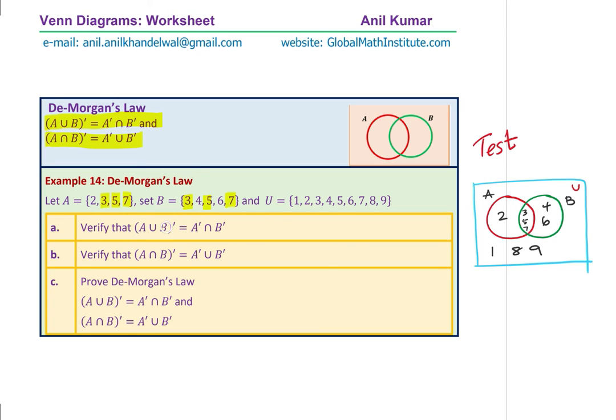So what is A union B complement? What is not included in the union means everything outside, so it should be 1, 8 and 9. So this is basically equal to 1, 8 and 9. Do you get the same result when you do not A and not B intersection, meaning outside both A and B? Yes, you do. Do you see that? So that is how we could verify De Morgan's law. You can use this and do part B, correct?